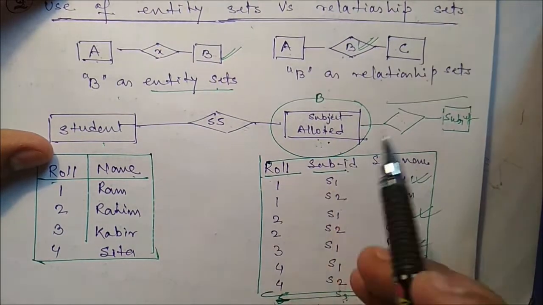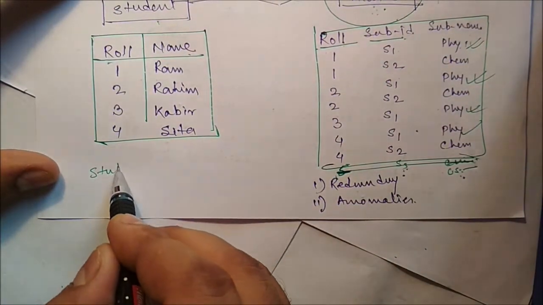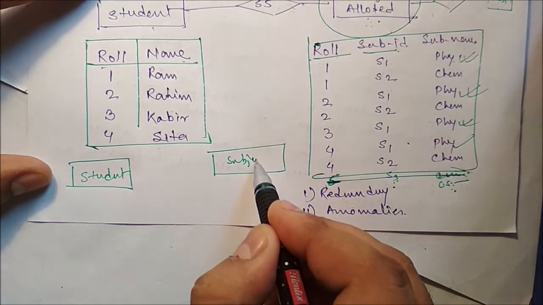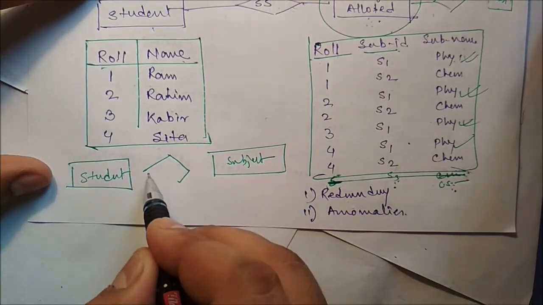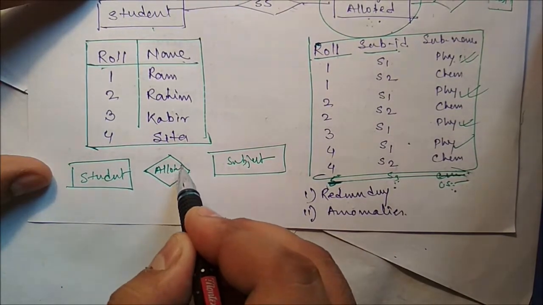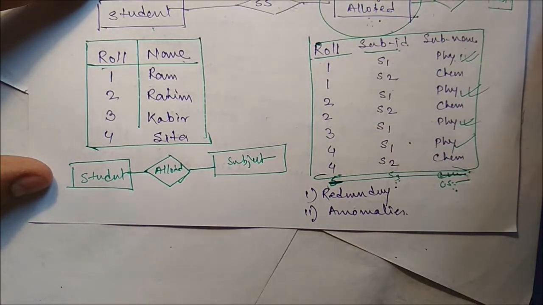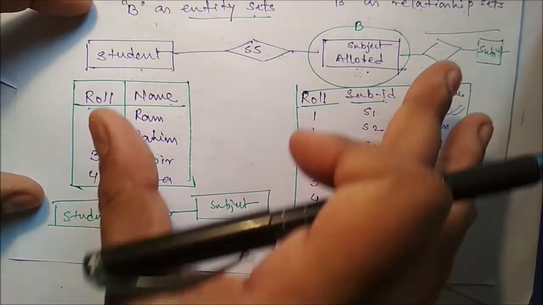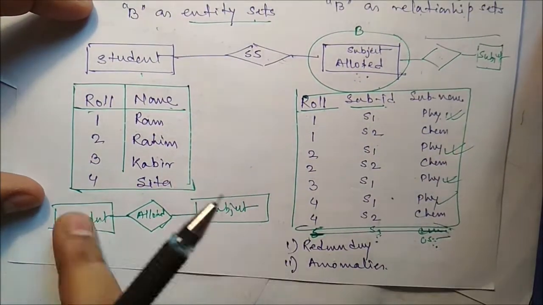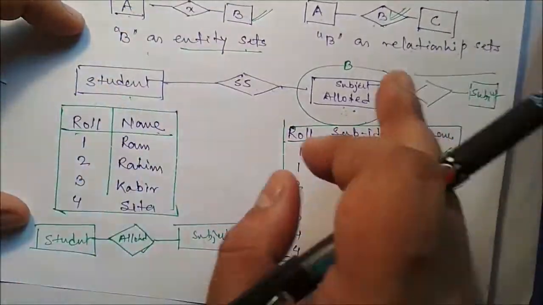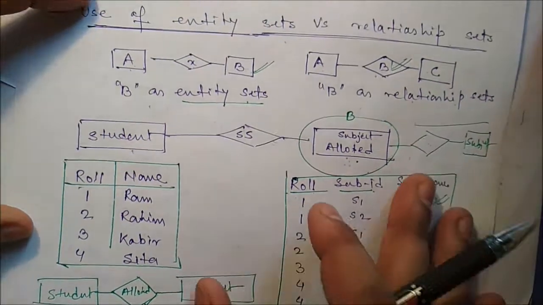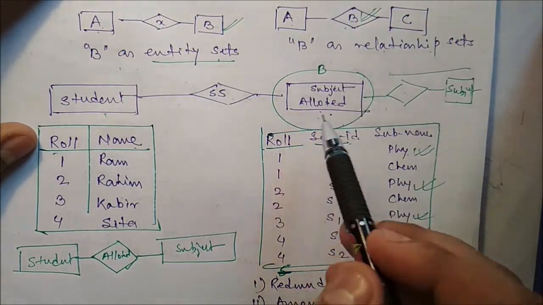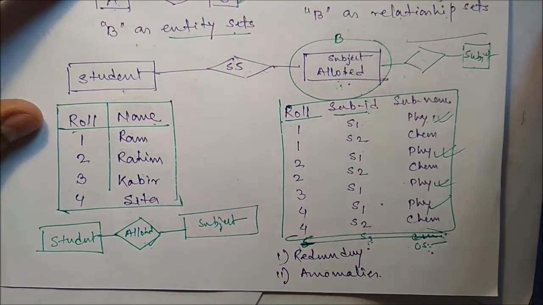So instead of doing this, what can we do? We can write student, it is an entity set. Subject is the entity set, and allotted or enrolled is the relationship set. Are you getting this one? So which one is better? Which one is small and crisp? We can easily represent this one. This is a big one. So we have to take a decision whether it should be an entity set or a relationship.